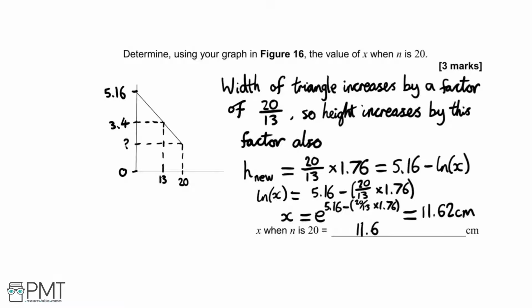Now this is a 3-mark question. So the first mark is going to be for correctly reading off the values in the first triangle. The second mark is going to be for correctly identifying the scale to which the base of the triangle increases. Alternately, if you've used the gradient of the line to find this new point where x is equal to 20, then that is where that mark is obtained, for finding the gradient of the graph. And then finally, the third mark is for getting a correct value in the range between 10.8 and 12.7 centimeters. So 3 marks there.